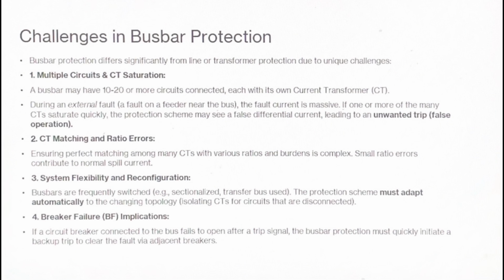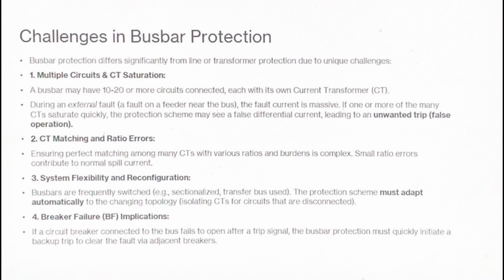Next slide is about the challenges in bus bar protection. Bus bar protection is one of the most challenging areas in protection engineering, mainly due to four issues. The first and most significant is CT saturation. A typical bus bar has many connected circuits, each with its own current transformers. During an external fault, a massive short circuit just outside the bus zone, the huge fault current can cause one or more CTs to saturate faster than the others. When one CT saturates, it stops accurately mirroring the primary current.